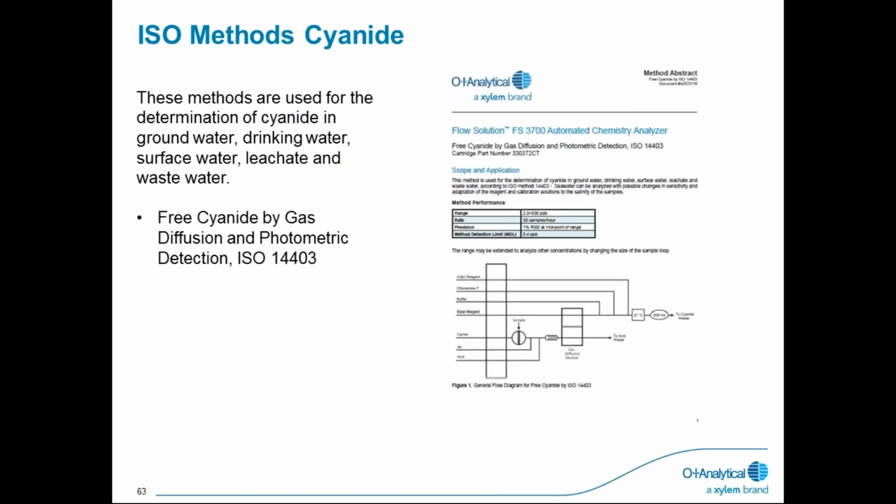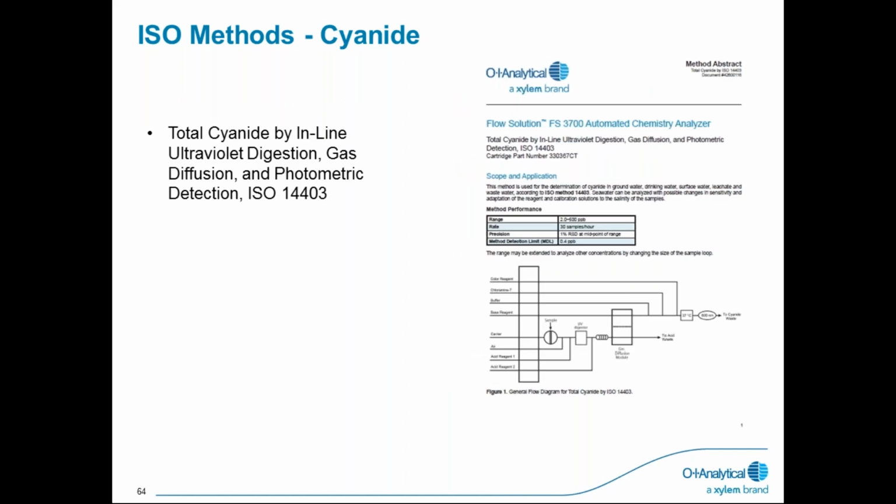Okay, so we have ISO methods as well. These methods are used in the determination of cyanide in groundwater, drinking water, surface water, leachate, and wastewater. We have the free cyanide by gas diffusion and photometric detection following ISO 14403. And then we also have the ISO method for inline ultraviolet digestion, gas diffusion, photometric detection with ISO 14403.